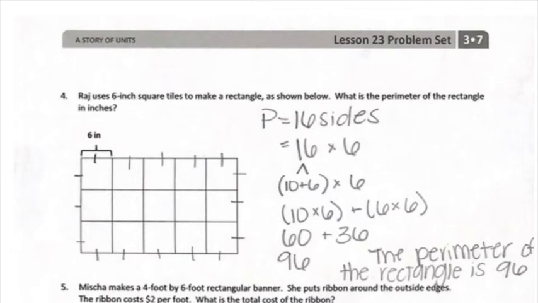So I put little marks on all the outside lines because that is the perimeter, and I found that there were 16 sides that I'm going to be measuring, and there are 6 inches each, so 16 times 6.